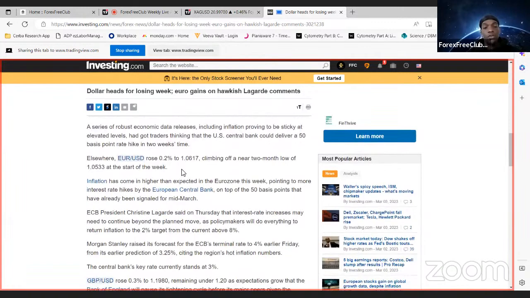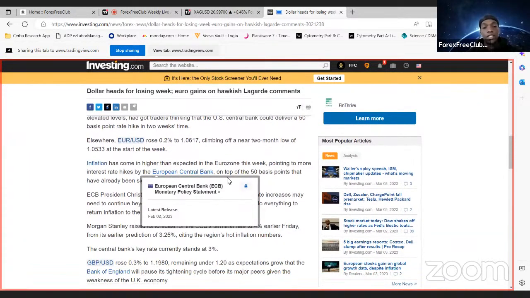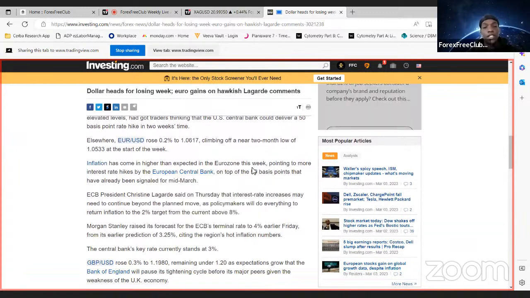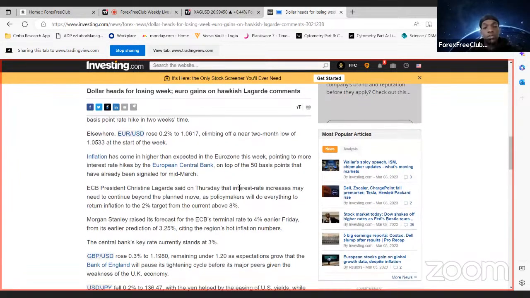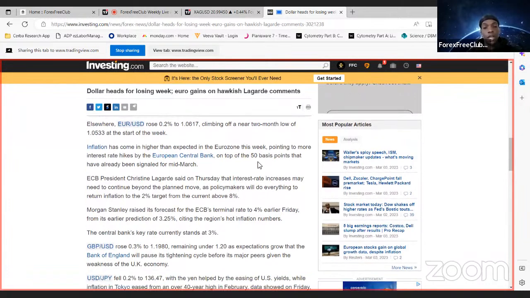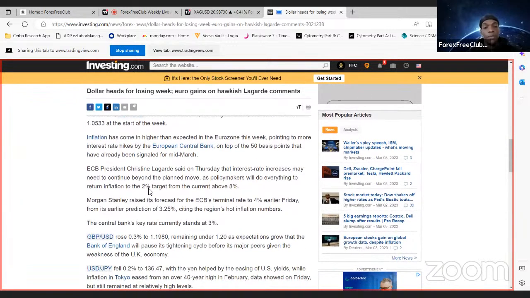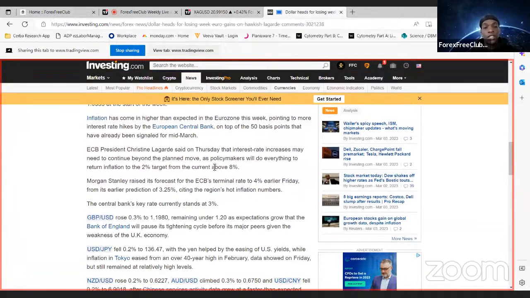Elsewhere, EUR/USD rose 0.2% to 1.0617, climbing off a near 2-month low of 1.0533 at the start of the week. Inflation has come in higher than expected in the Eurozone this week, pointing to more interest rate hikes by the European Central Bank on top of the 50 basis points that have already been signaled for mid-March. ECB President Christine Lagarde said on Thursday that interest rate increases may need to continue beyond the planned move, as policymakers will do everything to return inflation to the 2% target from the current above 8%.